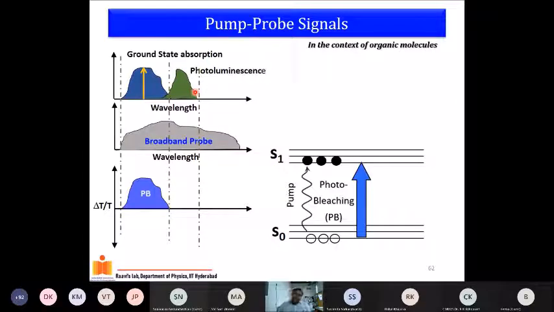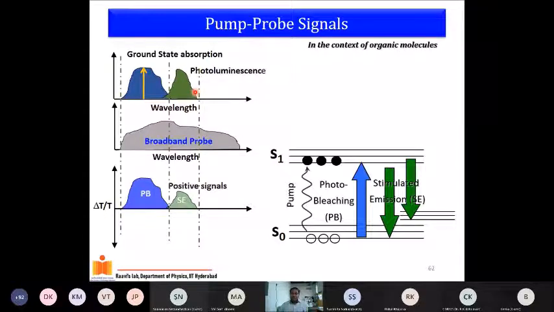The next is the photoluminescence. Now you know photoluminescence, emission is coming out, so there is an emission from the excited state. So it is equivalent to a stimulated emission process in any two-level system, and that would lead to an emission of an extra photon in addition to this input photon, resulting in an extra positive signal, which you call the stimulated emission.